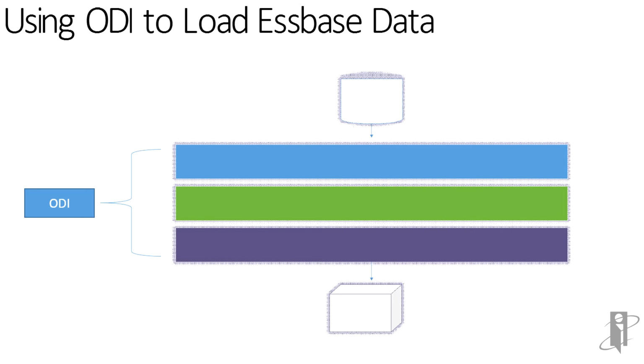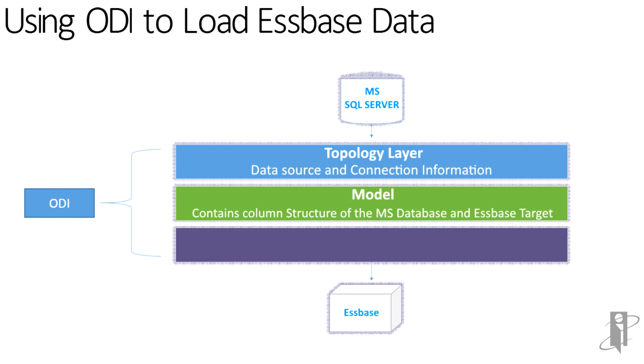In our case, we're using Microsoft SQL Server as the data source and Essbase, of course, as the target. First, there's the topology layer. Stored here is the information for how to connect to the source technology, as well as driver and URL addresses. Next is the model component. This lets us understand what the table structure is like in the source technology, as well as what the Essbase cube looks like for data loading. The interface is where we do the mapping of columns from the source to the target, as well as any data transformations. Finally, we load the Essbase cube.